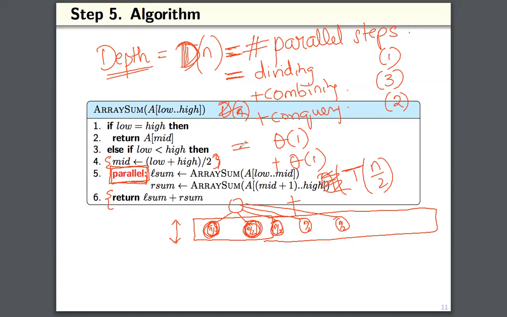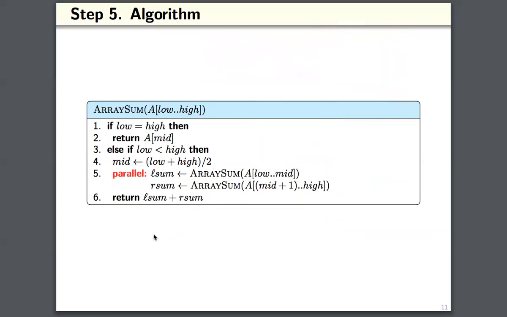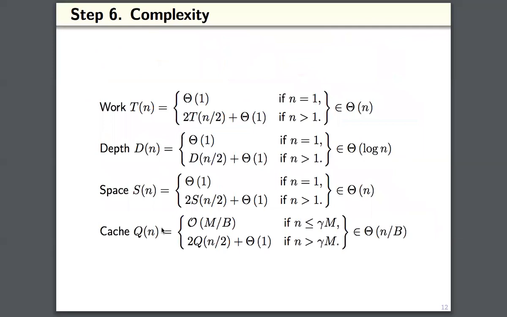Okay, so D of n by, oh, why did I write t? It's D, depth of n by 2. D of n is equal to theta of 1 plus D of n by 2. When you solve it, you get log n. That's why you have D of n is equal to D of n by 2 plus 1.